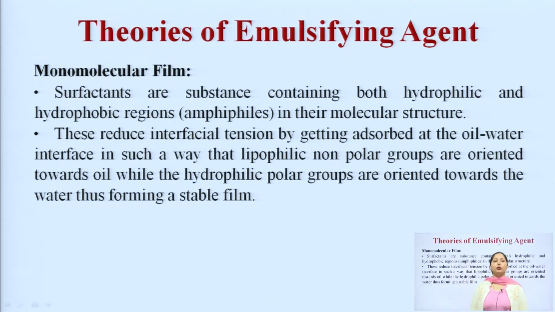So, first is the monomolecular film. Surfactants are substances containing both hydrophilic and hydrophobic regions. That is why they are amphiphiles in their molecular structure. These reduce interfacial tension by getting adsorbed at the oil water interface in such a way that lipophilic non-polar groups are oriented towards oil, while the hydrophilic polar groups are oriented towards the water, thus forming a stable emulsion.